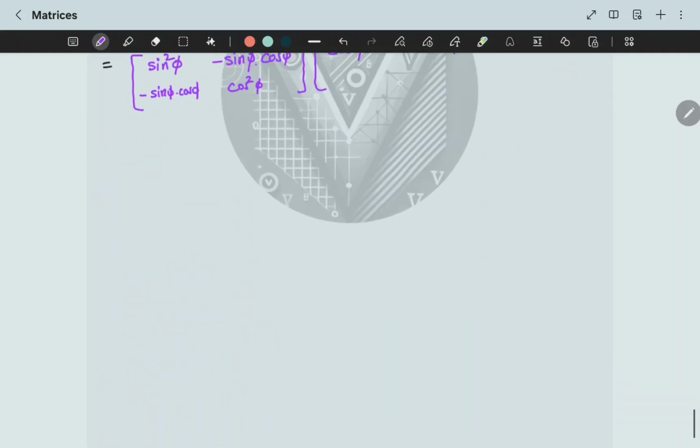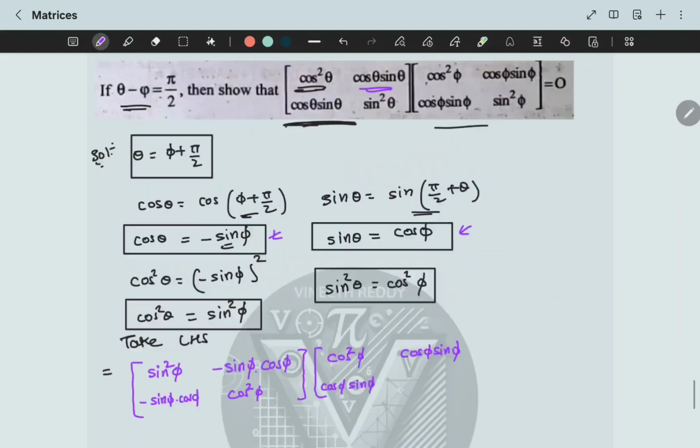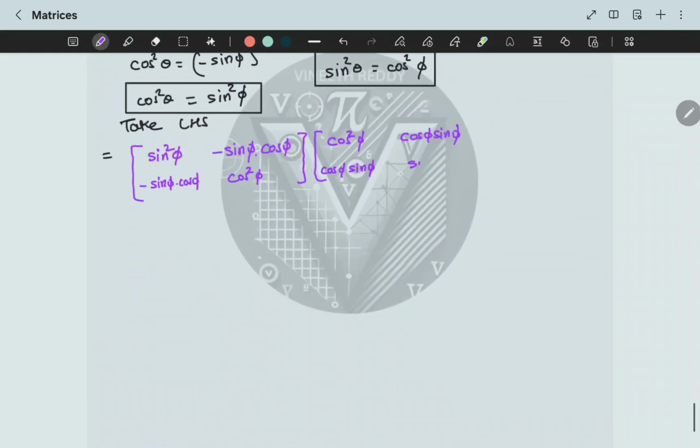And next we have cos 5 sin 5. Next we have sin square 5. Again we have to multiply matrices, first row with the first column. ఏమొస్తుంది మనకి? sin square 5 into cos square 5. ఓకే, మైనస్ sin 5 cos 5 into cos 5 sin 5, అంటే ఇది మైనస్ sin square 5 cos square 5.